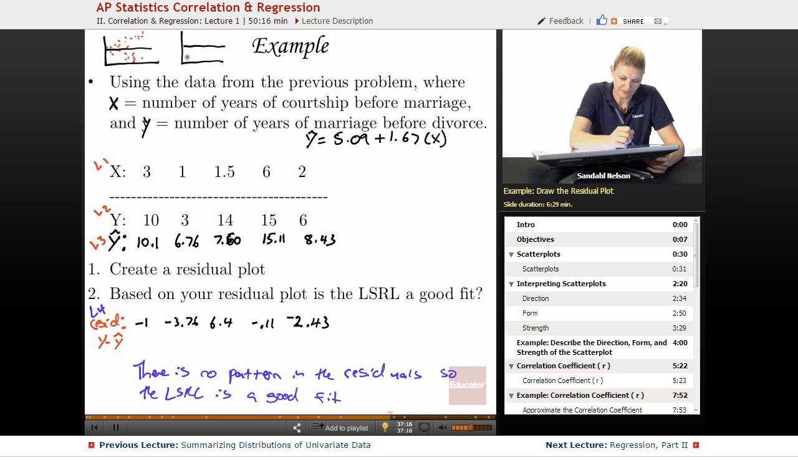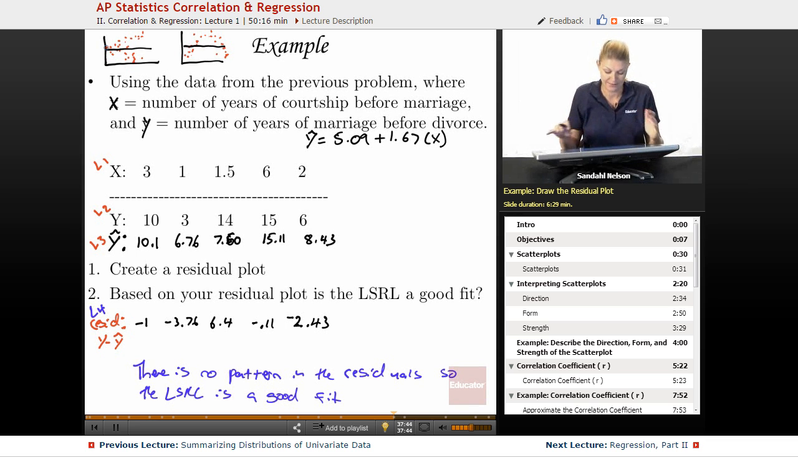Another way that it might look is like this. What that means is that in the beginning, we overpredicted, and then we underpredicted, and then we overpredicted, because remember, a negative residual value means we overpredicted. So we don't want that either. You don't want to have a pattern in your error. So we can either have it fanning out or making a curve. That's the kind of pattern we do not want to see.